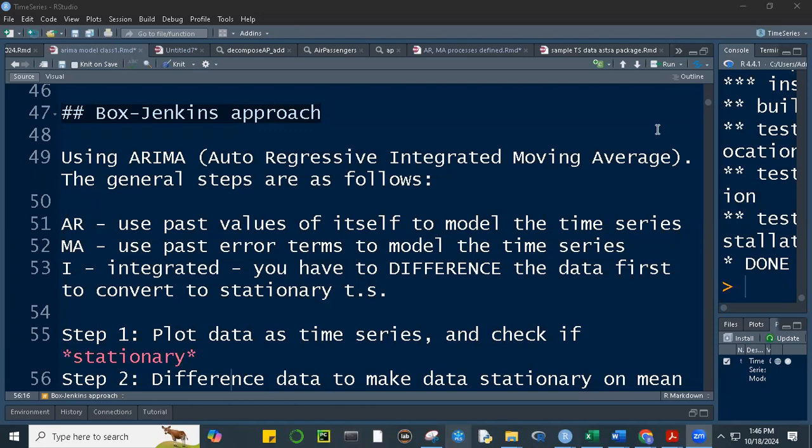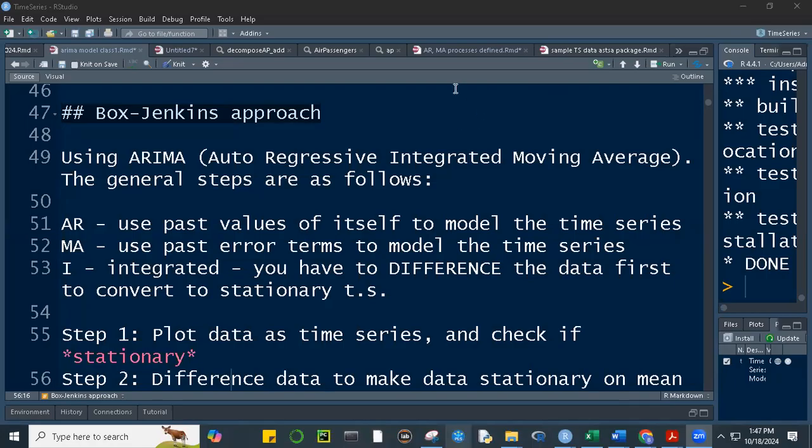Have I discussed that with you? What is a stationary time series? Very briefly, yes. Okay, so I think I discussed this with you, but just a quick review.